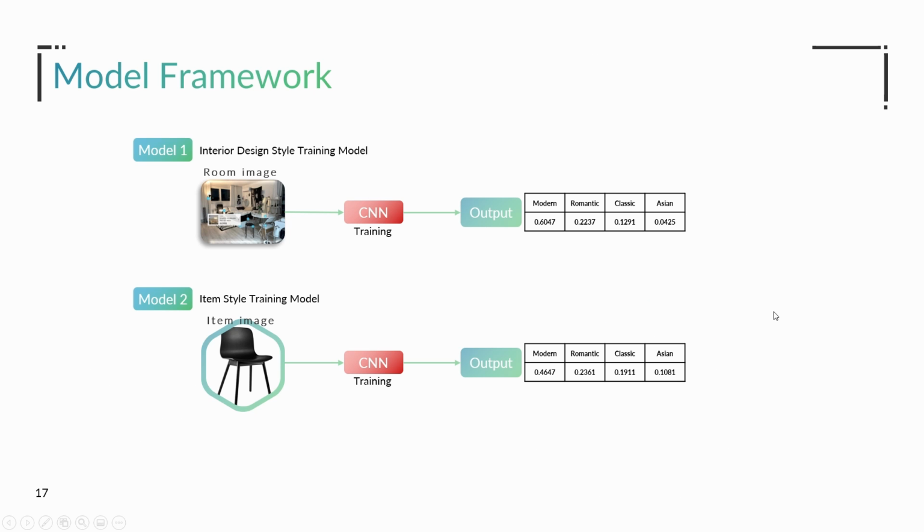Next is the convolutional neural network model. There are 3 models, but I will start with 2 simple models. Model 1 is a model that trains the room style with room images, and Model 2 is a model that trains the item styles with item images.